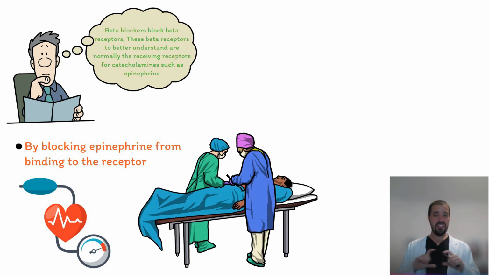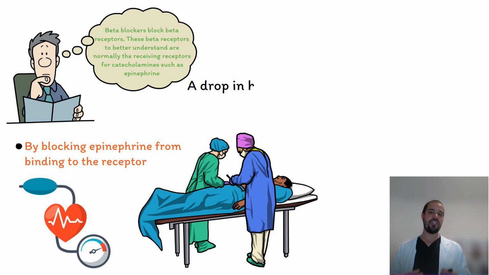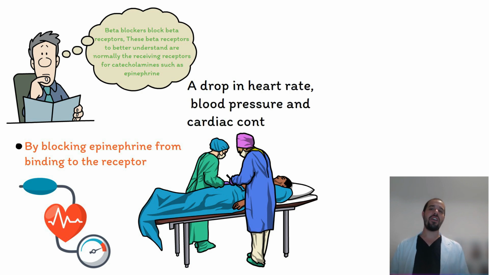So a nice little recap is that beta blockers block beta-1 and beta-2 receptors, thus causing a drop in heart rate, blood pressure, and cardiac contractions.